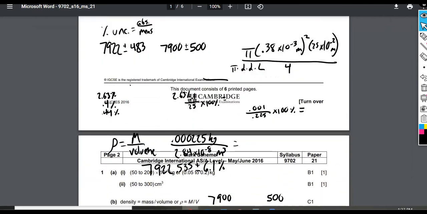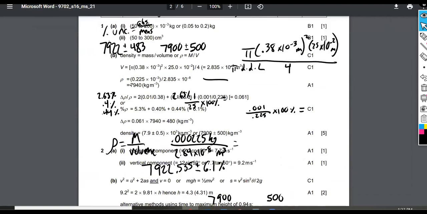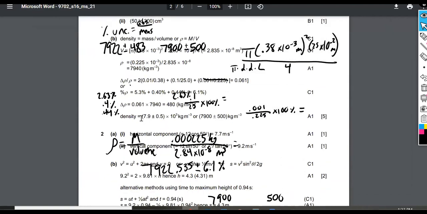So let's take a look at what the mark scheme shows. So they give an answer here, 7.9 plus or minus 0.5, and then they put the times 10 to the 3 kilograms per cubic meter out here. It says, or exactly the way we wrote it, right? 7,900 plus or minus 500. And so that's the way that we go about combining percent uncertainties and treating calculated values with the uncertainties that went into the calculation.